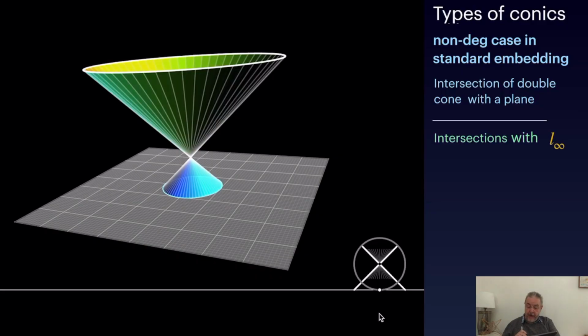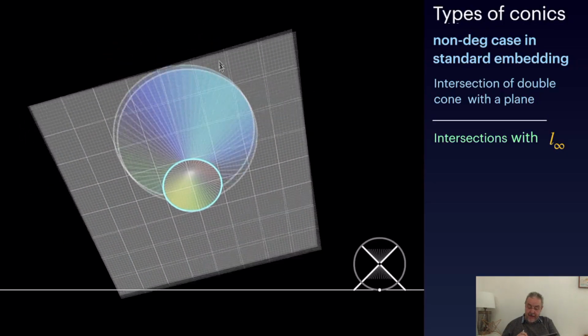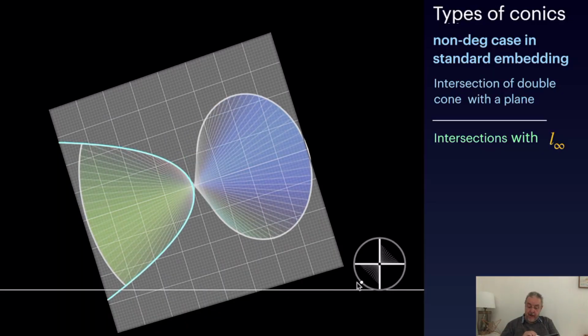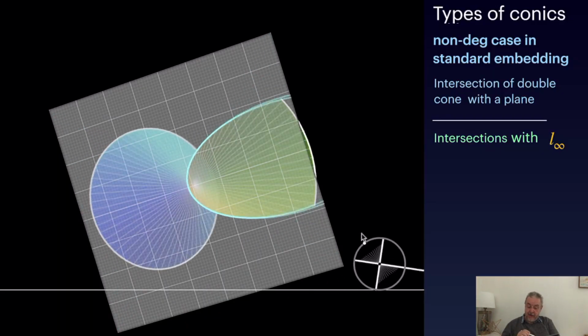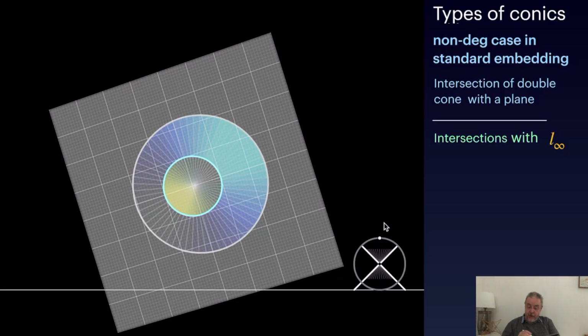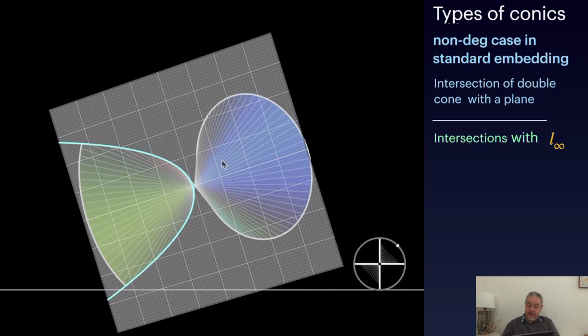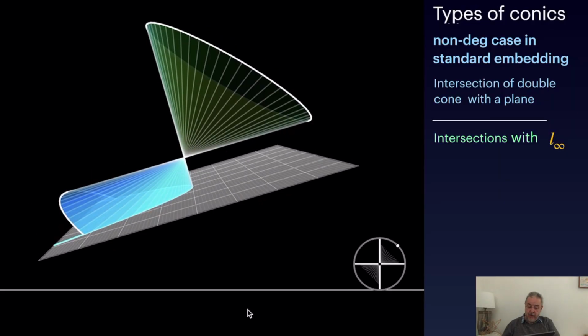Let me have a look at those graphs that you get here, and in particular count the intersections with the line at infinity. So you see this curve here may intersect the line at infinity, or it may not intersect the line at infinity, and counting the number of intersections gives us another way to look at conics.